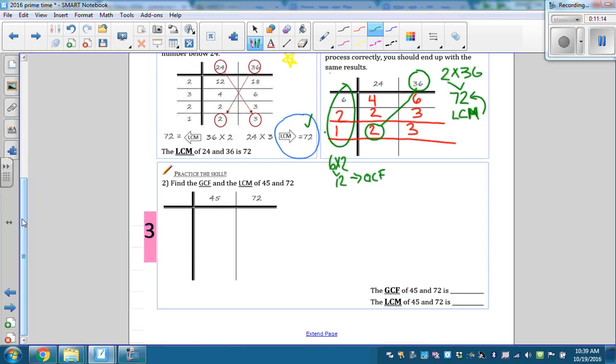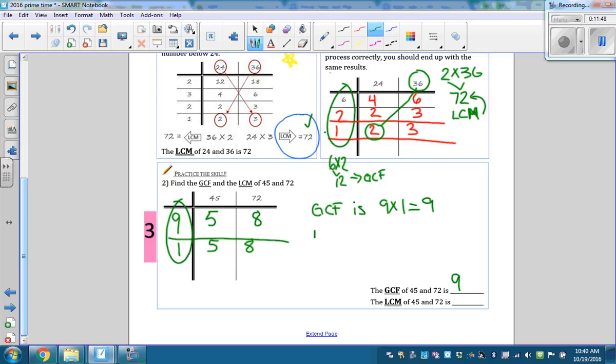The first one was number 2. 9 goes into 45 and 72. 45 divided by 9 is 5. 72 divided by 9 is 8. 5 and 8 only have 1 in common. So this ladder is nice and short. The GCF is 9 times 1. It's always these numbers on the side multiplied. And the LCM is 5 times 72.